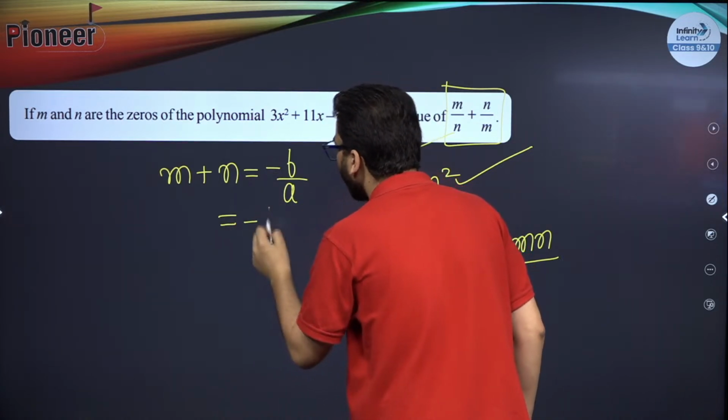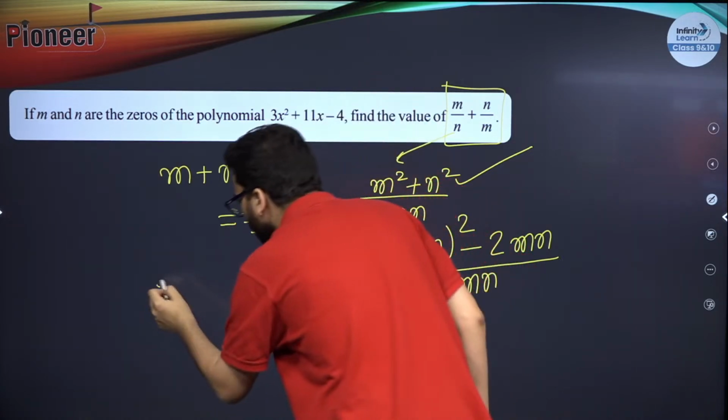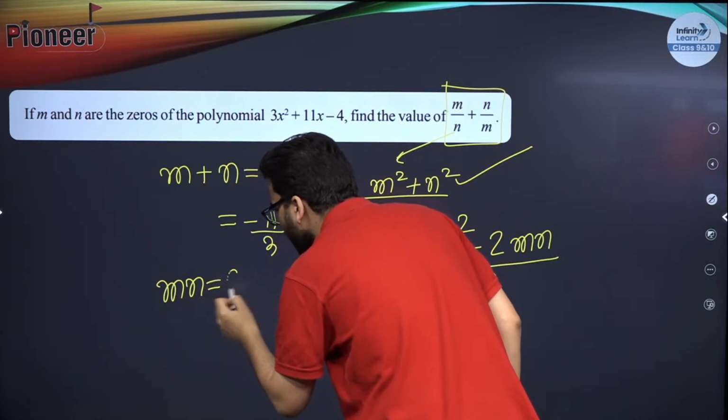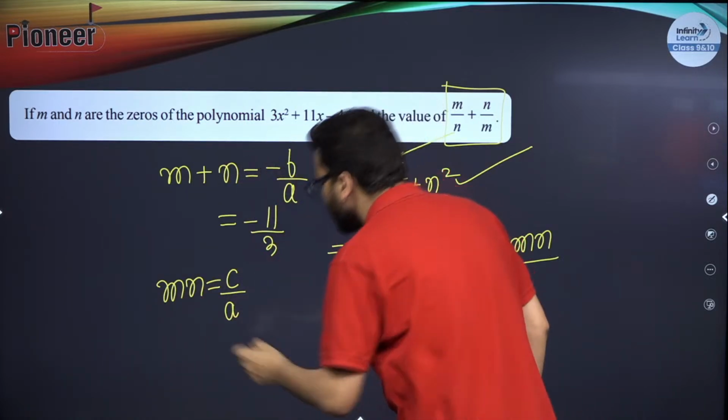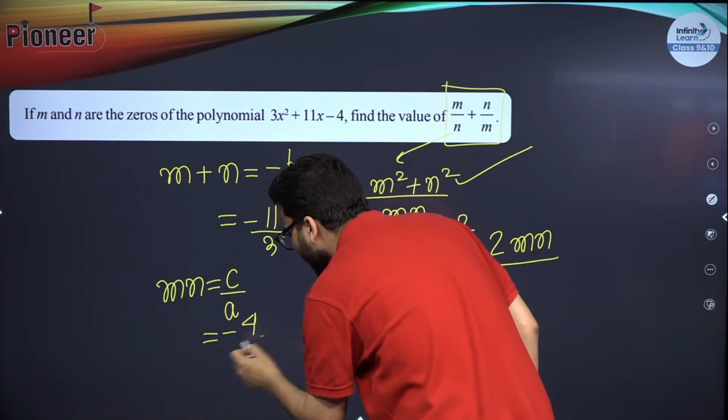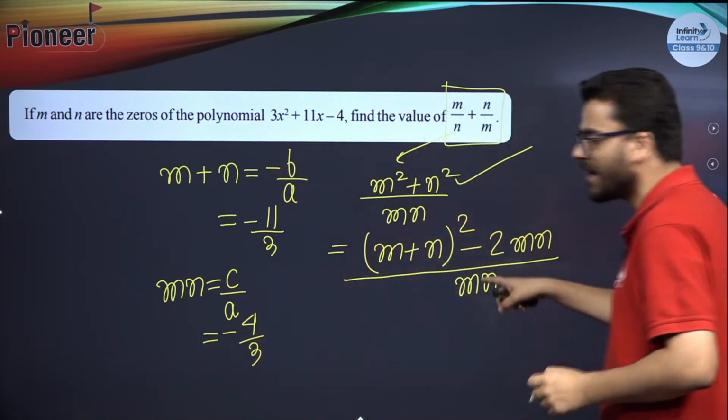So it is equal to minus 11 by 3. And the product of the zeros over here is equal to c by a. So that will be equal to minus 4 by 3. You got that logic? So you can put the values, you'll get the answer over here.